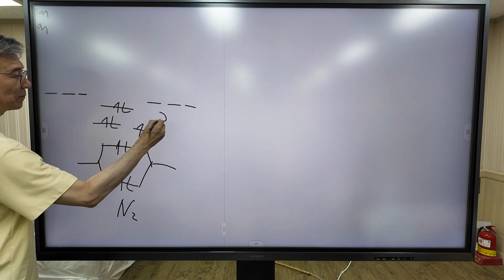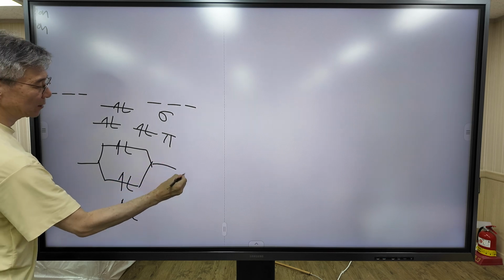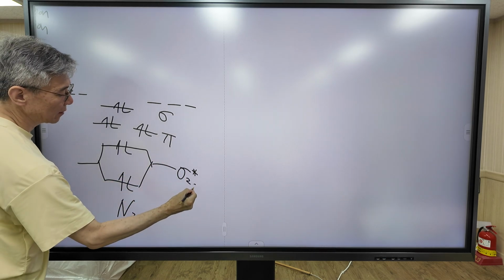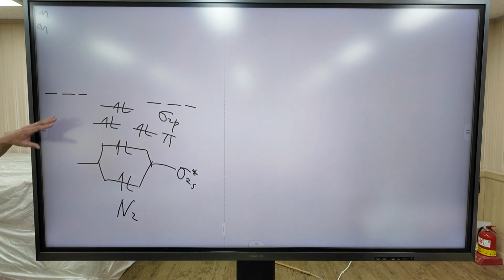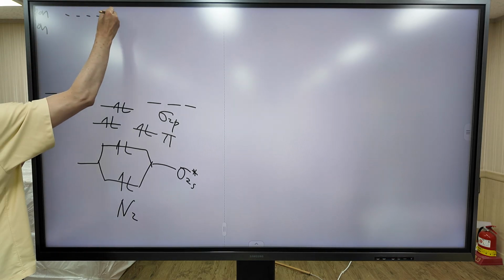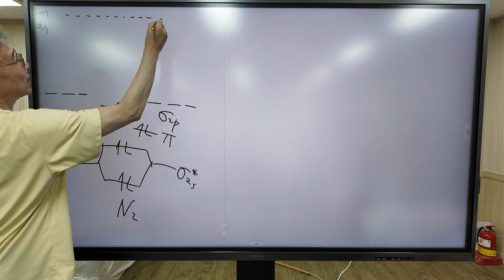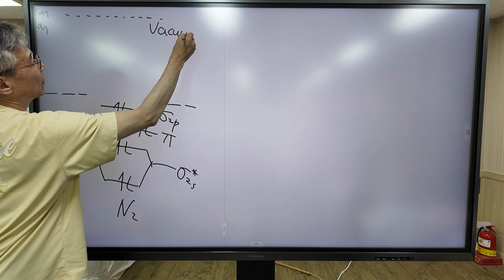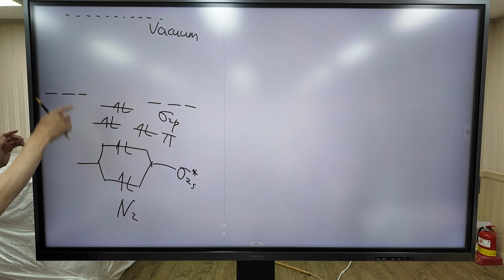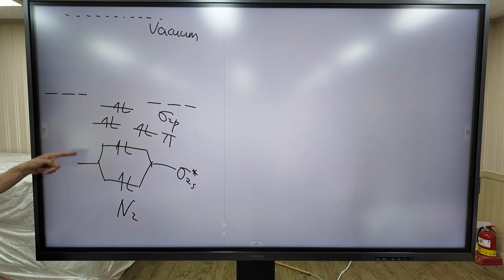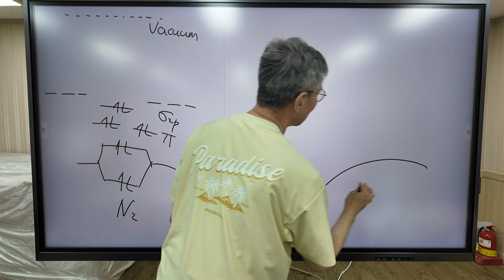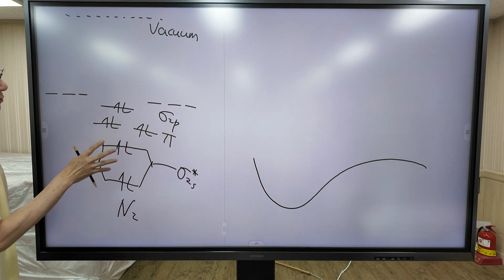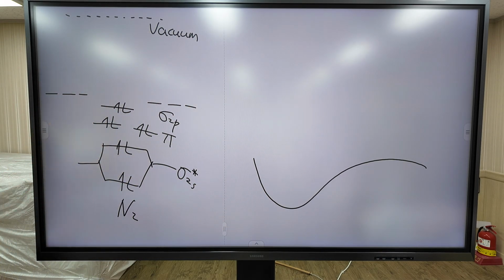This is sigma, pi, sigma, and sigma star 2s. Okay. This is the energy level diagram of N2, and we have the vacuum state. With this ground electron configuration, we can draw a potential energy curve. This is the potential energy curve which corresponds to this electron configuration.